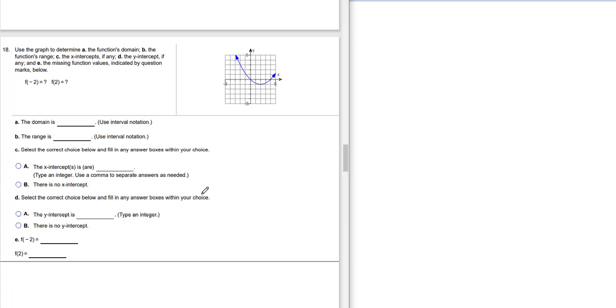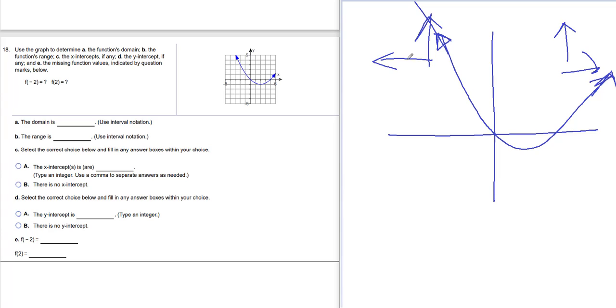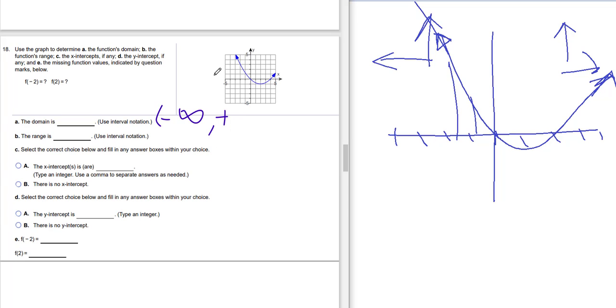So the domain is the set of all x's wherever the graph exists. Now, we only have a portion of this graph. The arrow, let me draw just kind of a little quick sketch, something like this. This arrow means this graph is going to keep going. It's going to keep going to the left, and it's going to keep going up. And this graph means it's going to keep going to the right, and it's going to keep going up. So our domain, that is anywhere down here where there would be an existing part of the graph, is going to be -infinity to +infinity.